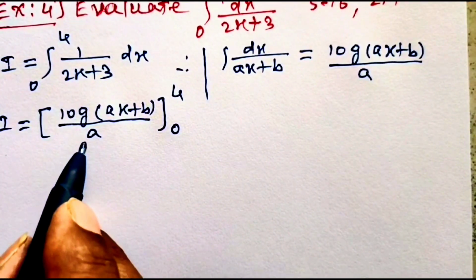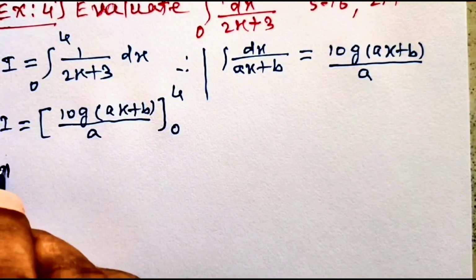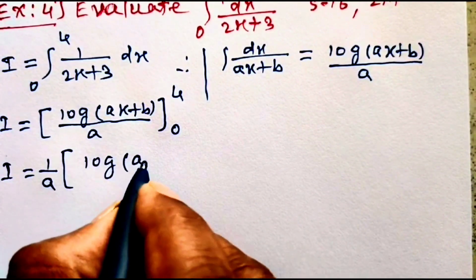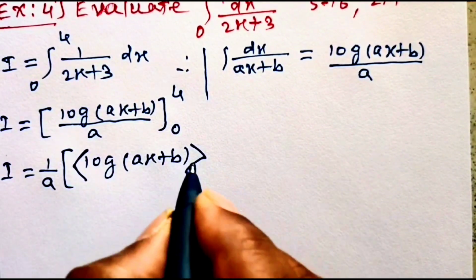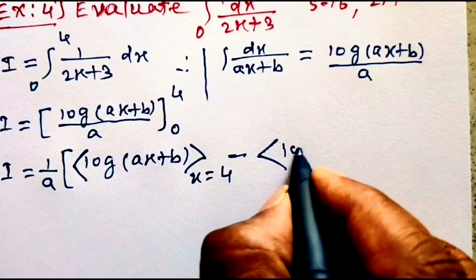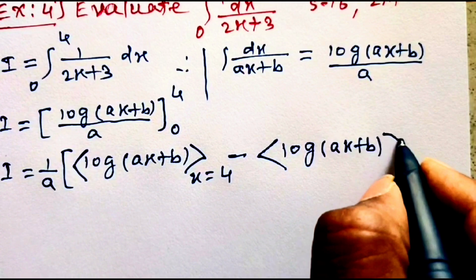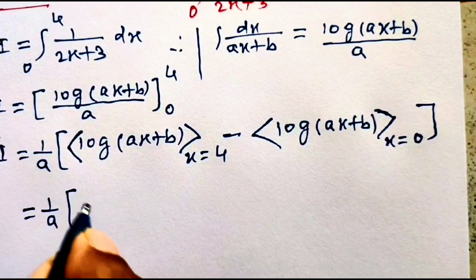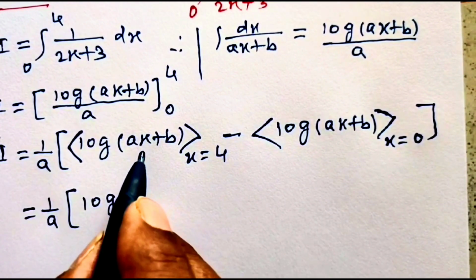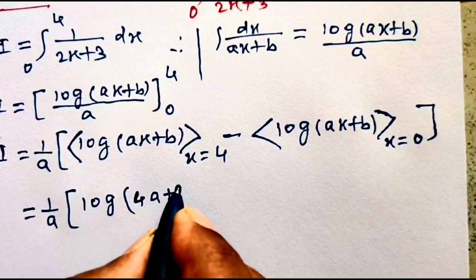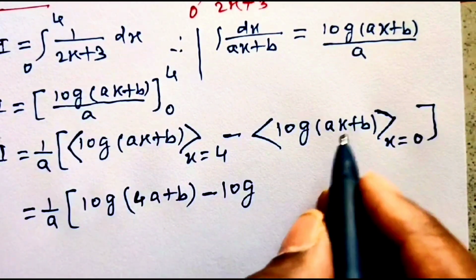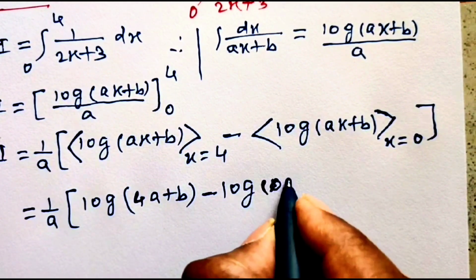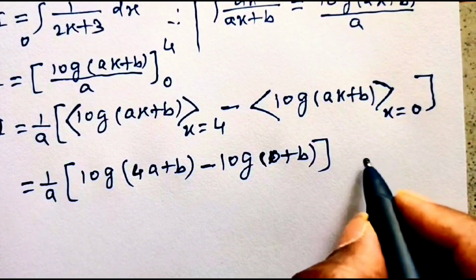Okay, 1 upon a you can take outside this bracket, and then I can be written as 1 upon a times logarithm of ax plus b, where you replace x by 4, minus logarithm of ax plus b, replacing x by 0. So this is equal to 1 upon a into the bracket: logarithm of, replacing x by 4, 4a plus b, minus logarithm of, replacing x by 0, so a into 0 is 0, logarithm of 0 plus b. 0 plus b is equal to b.